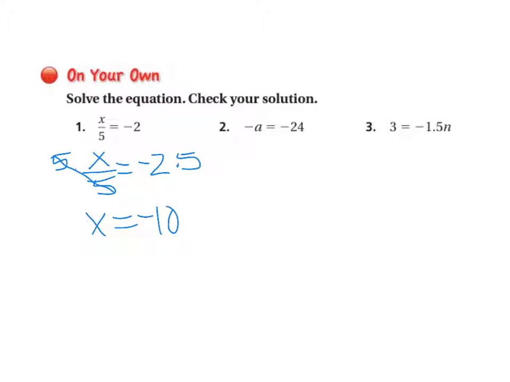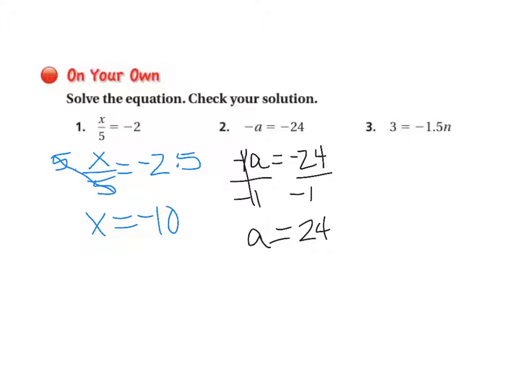Moving on to number 2, we have negative a equals negative 24. So we need to remember that negative a is actually a negative 1a. So now we're going to use division. We are going to divide both sides by negative 1. And so that equals a positive 1 there. And that leaves us with an a on the left. And negative 24 divided by negative 1 equals a positive 24.